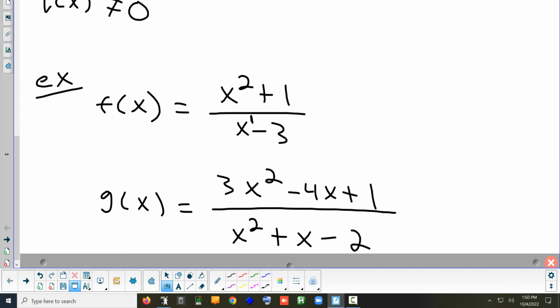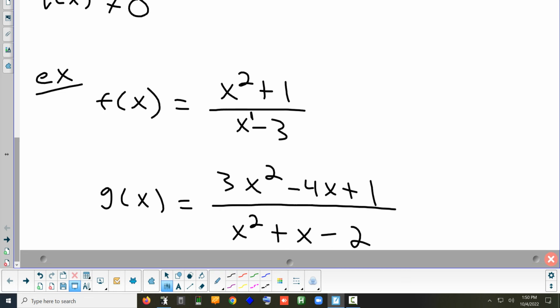Here's another example of a rational function. I mean, you don't have to write them all down. I'm just showing you examples. This is a quadratic divided by another quadratic. Different examples of rational functions.